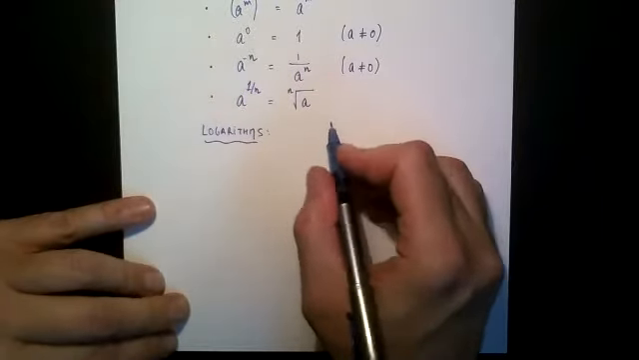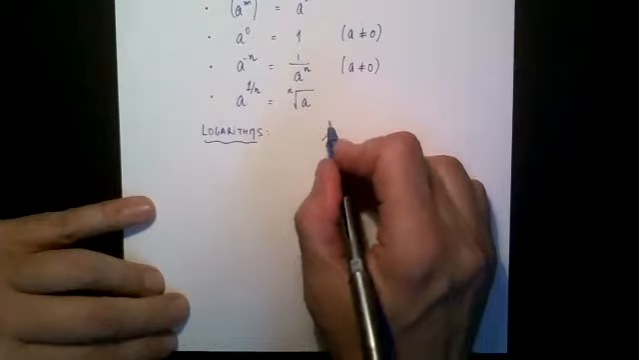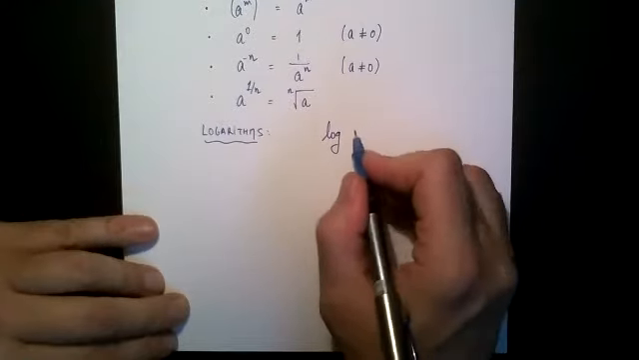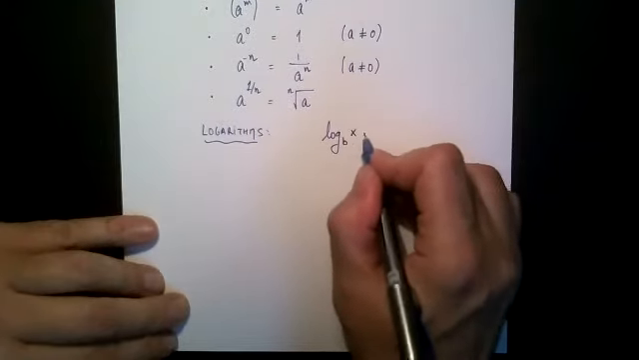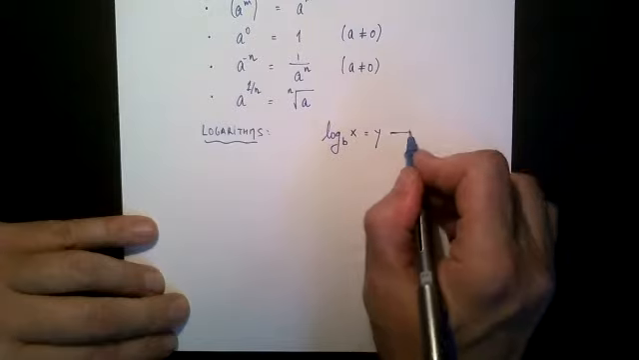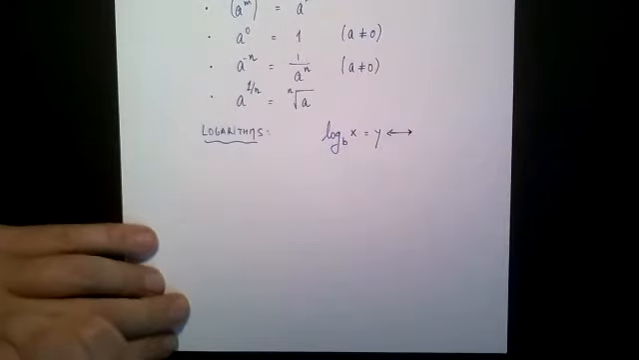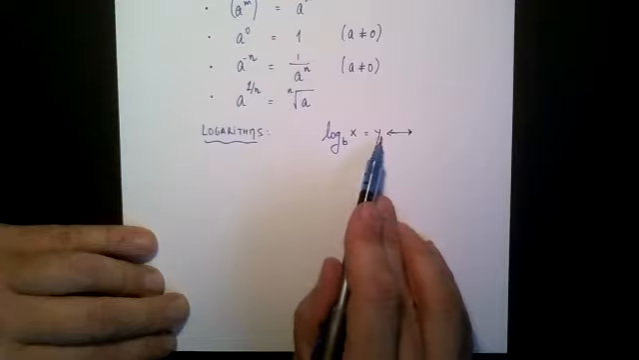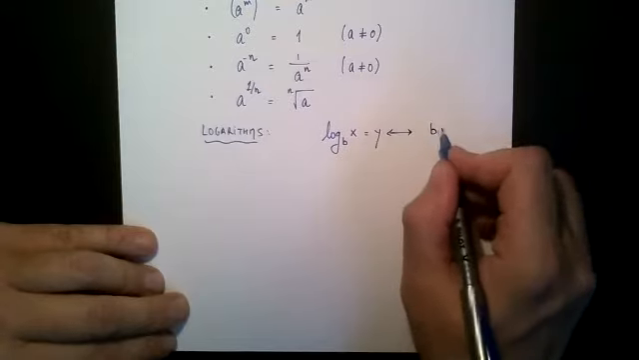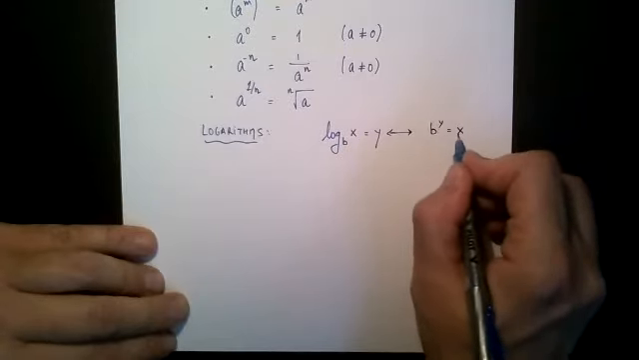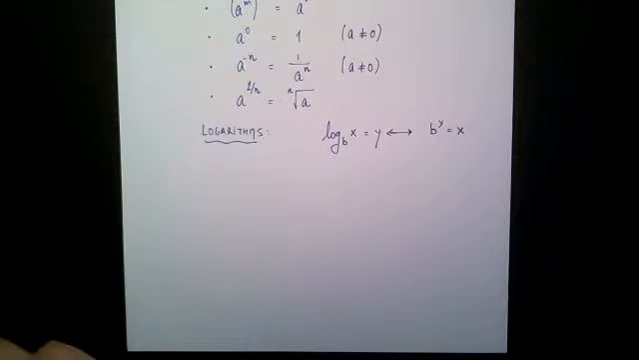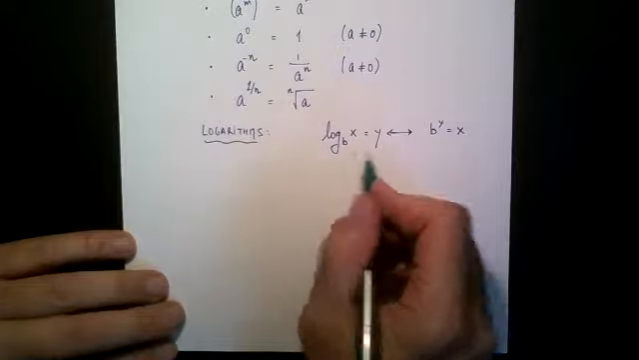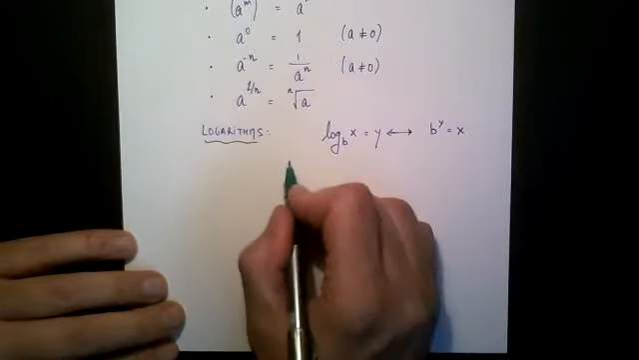Okay, so let's first write down the definition, just like I did here. So the log in base b of x equals y. What does this mean? This is equivalent to saying that b power y equals x. Okay, so this deserves an example because this is a bit twisted.